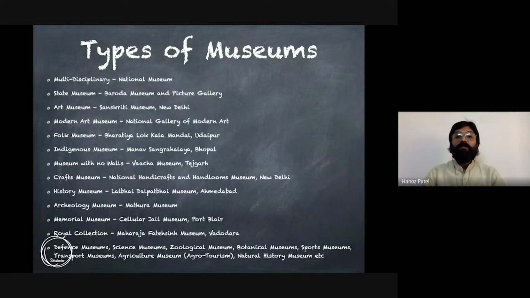Crafts Museum, so handicraft, National Handicraft and Handloom Museum, History Museum like the Dalpat Rai, LD Museum of Ahmedabad, Archaeology Museum like the Mathura Museum, where a lot of archaeological excavations have been taken in and around the region of Mathura. So when you visit the Mathura Museum, it's entirely showcasing the archaeological excavated artifacts. Then Memorial Museum would be Cellular Jail of Port Blair.